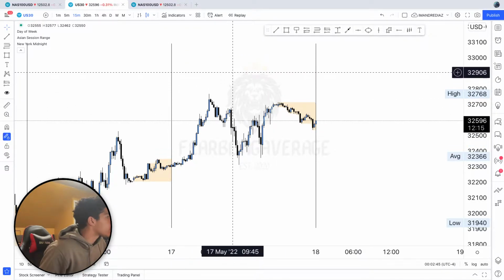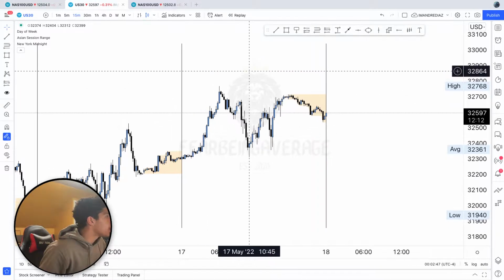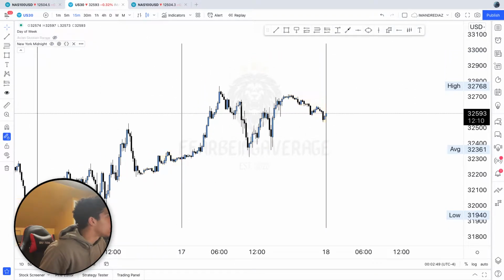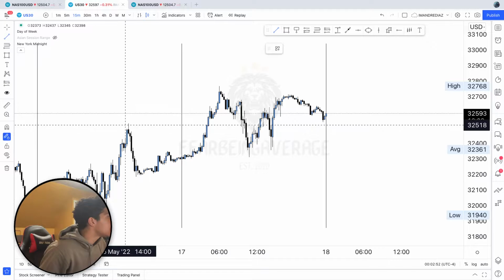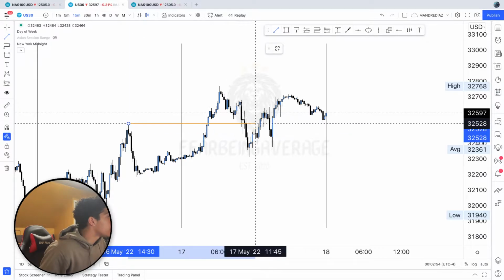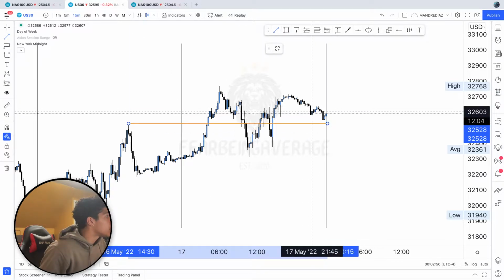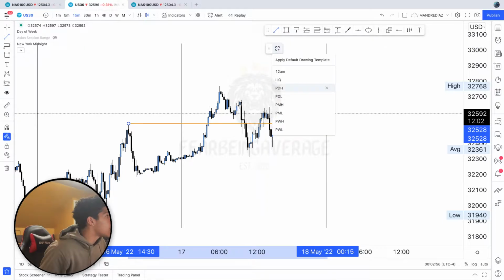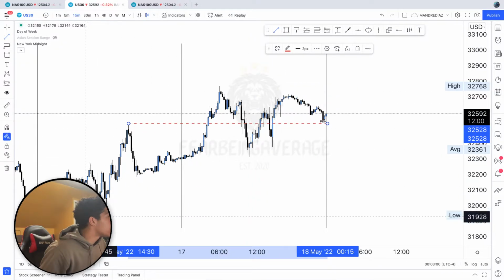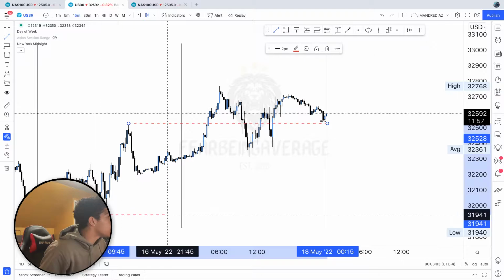Matter of fact, here, I'm gonna get rid of this indicator. We're gonna start off by marking up the previous day's highs, which were right here. Boom. We got the previous day's high. As you can see, the previous day's high did get ran through, and we had the previous day's low all the way down here. The previous day's low did not get ran through.